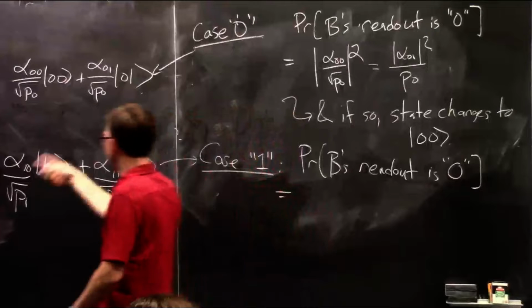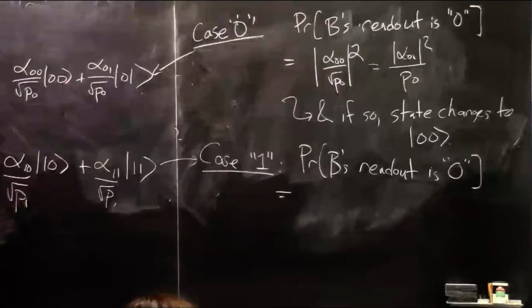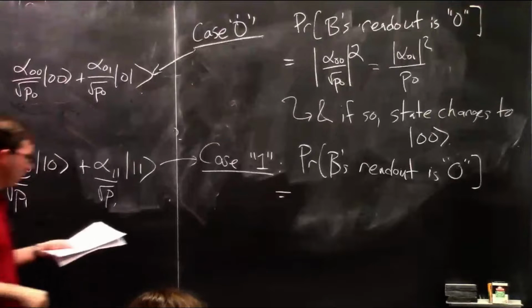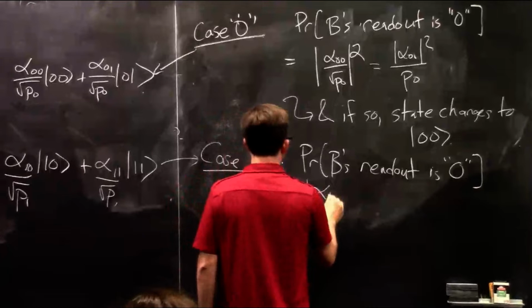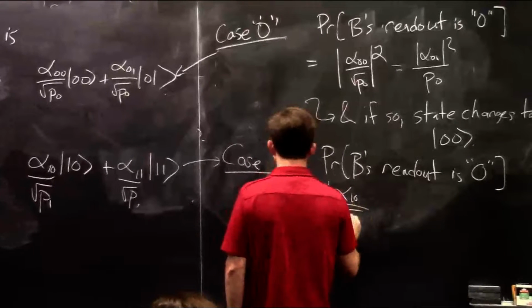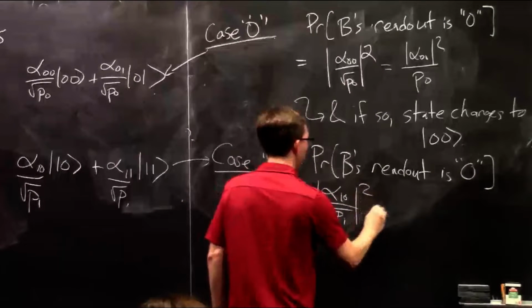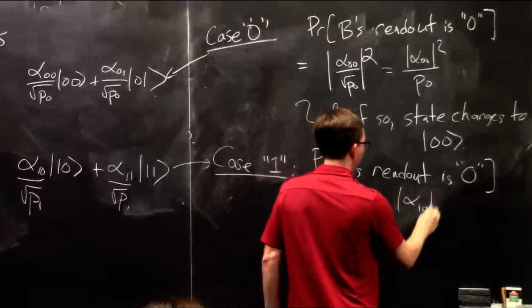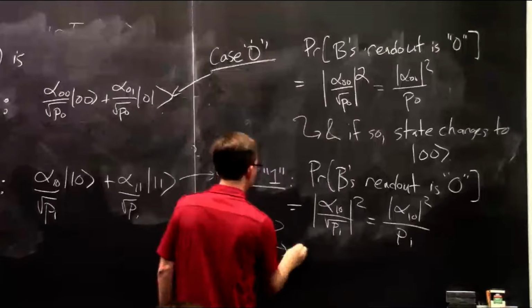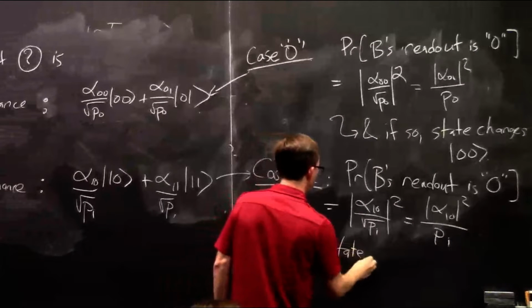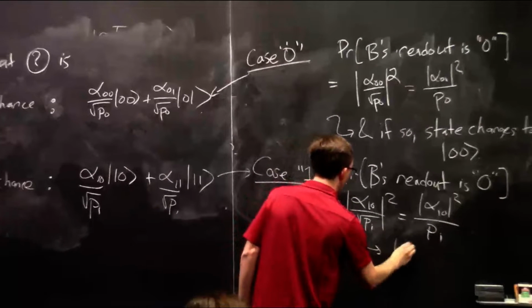We pick out all the pieces here consistent with Bob's readout, or qubit, being 0, which is just this piece. Okay, so it'll be magnitude of alpha 1,0 over root p1 squared, which is alpha 1,0 squared over p1. Okay, and in this case, the state becomes just 0, 1.